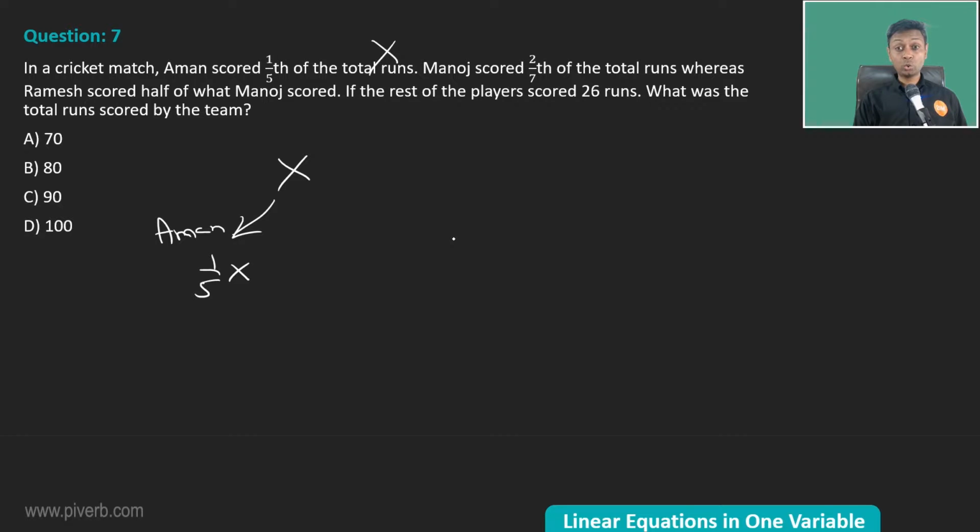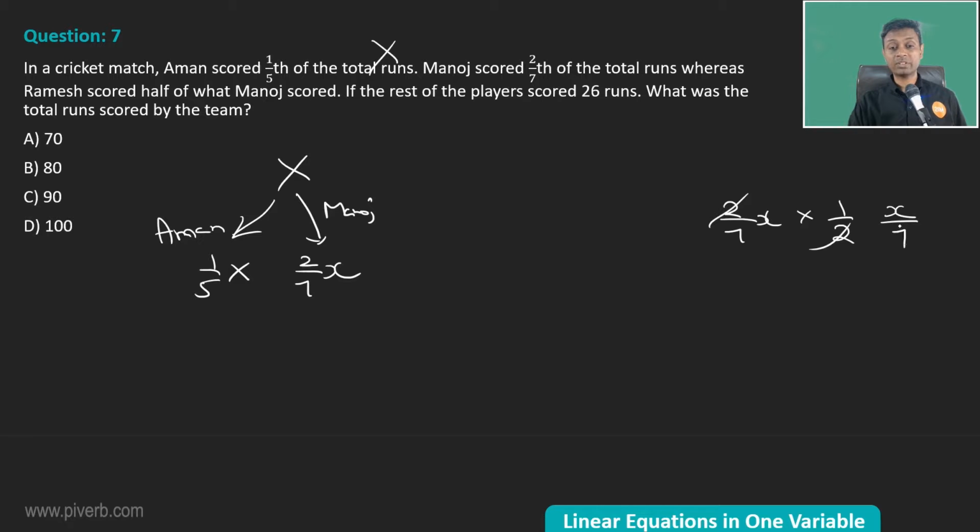Manoj scored 2/7 of the total runs. This is Manoj, 2/7 X. Whereas Ramesh scored half of what Manoj scored. Manoj scored 2/7 X. Ramesh scored half of this, or Ramesh scored 1/7 X.